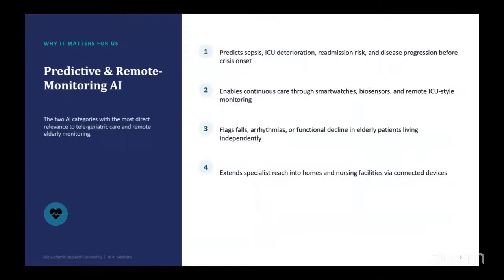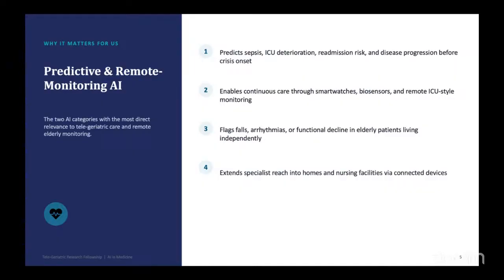So now let's spotlight predictive and remote monitoring AI. Everything I just listed, two categories matter more than the rest for what we specifically do in this fellowship: predictive analytics and remote monitoring. Predictive models are already catching sepsis, ICU deterioration, and disease progression before the clinical picture becomes obvious. And in the geriatric population specifically, where deterioration is often subtle and atypical, that early warning window is frequently the difference between an outpatient intervention and a hospital admission.